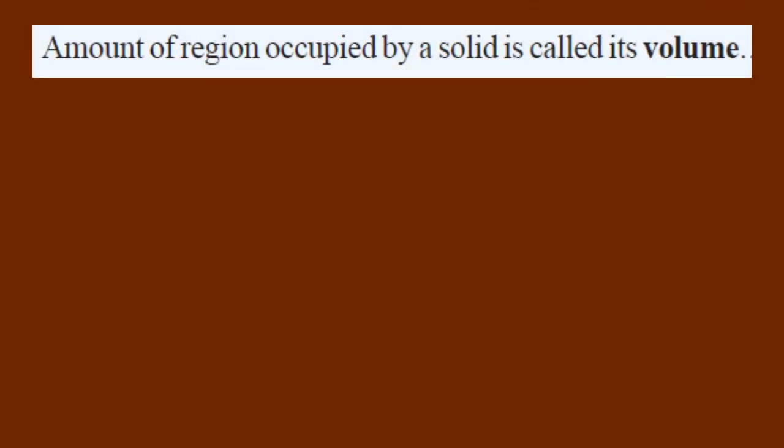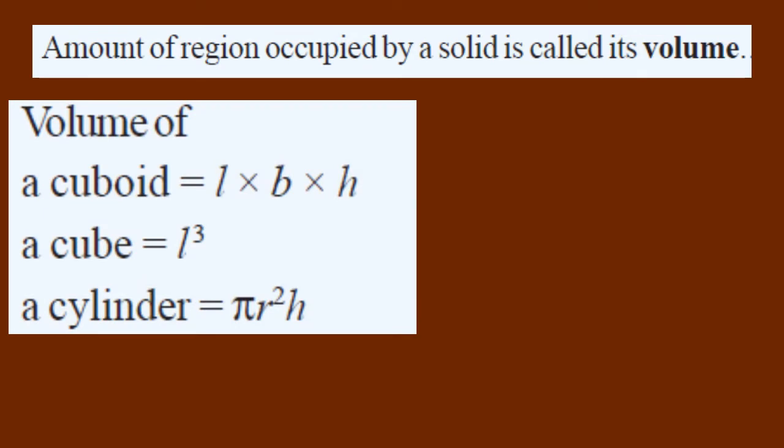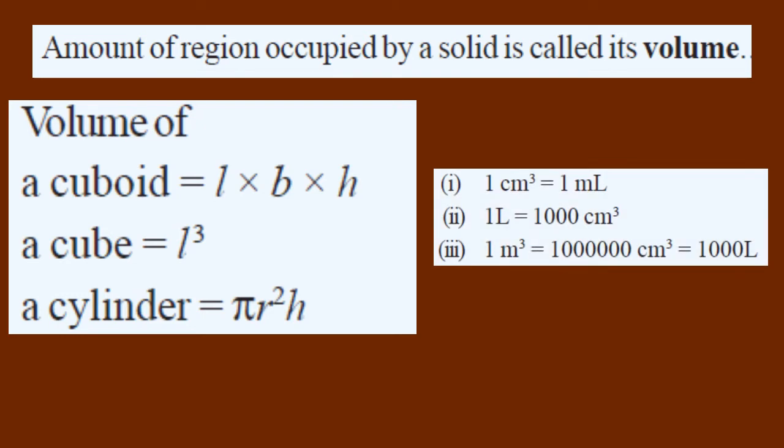What is volume? The amount of region occupied by a solid is called volume. Volume of a cuboid is L into B into H. Volume of a cube is L cube, and volume of a cylinder is pi r square H. And you need to remember 1 liter equals 1000 centimeter cube and 1000 liter equals 1 meter cube. So now let us move on to question number 1.